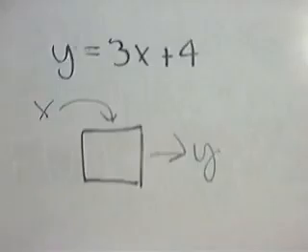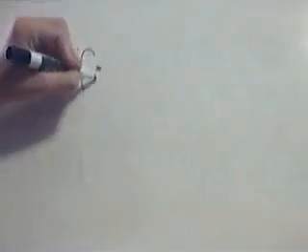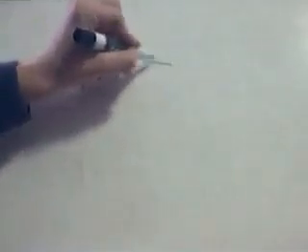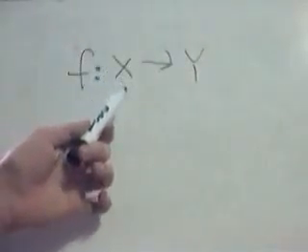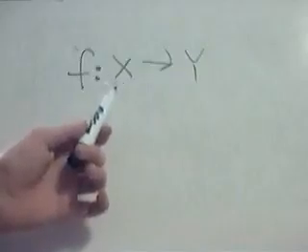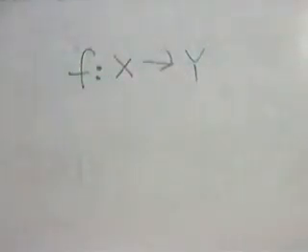If we want to get more formal about it, a function is simply a map which takes things from one set, and you think of a set as a collection of objects, from one set to another set. And we write this f, if that's our function, colon x arrow y. And that means it's taking elements from this set, x, and turning them into elements in this set, y, based on this rule f, which we call a function.